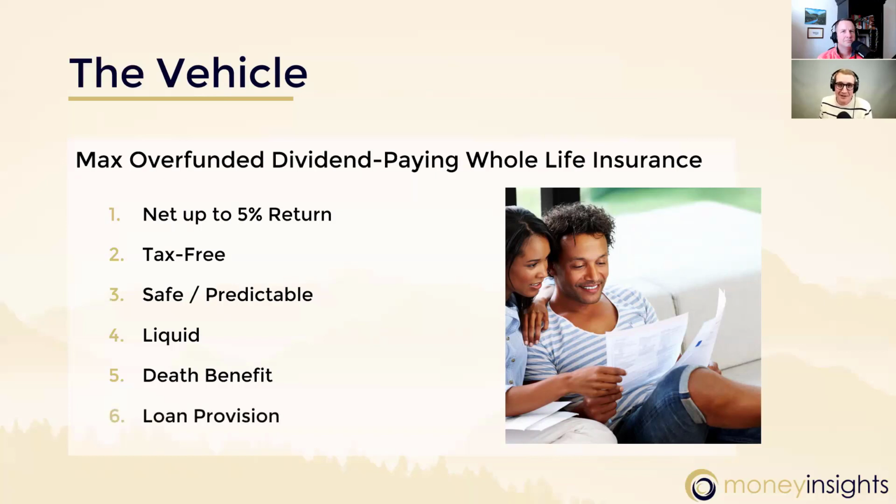Now, the sixth part is really what I find the most fun. We're able to use what's called a loan provision. So we're able to access other people's money, using these policies as collateral. And that's what allows us to earn the multiple values or multiple rates of return at the exact same time. Again, that can sound too good to be true. Let me break down for you exactly how that happens.